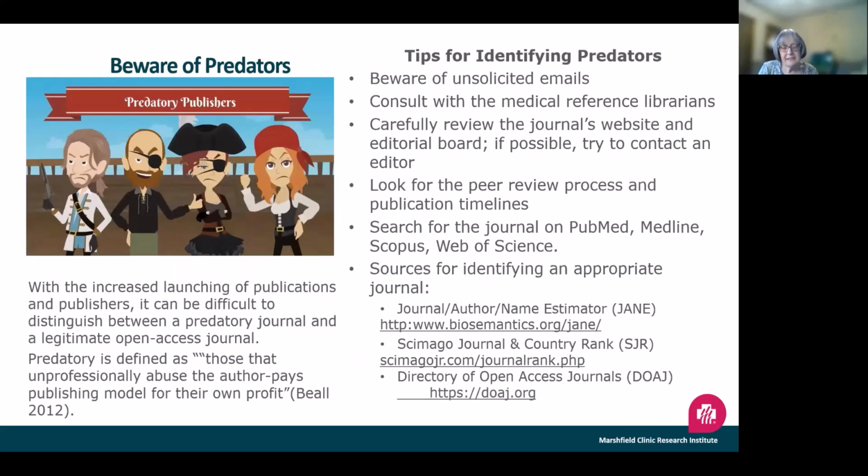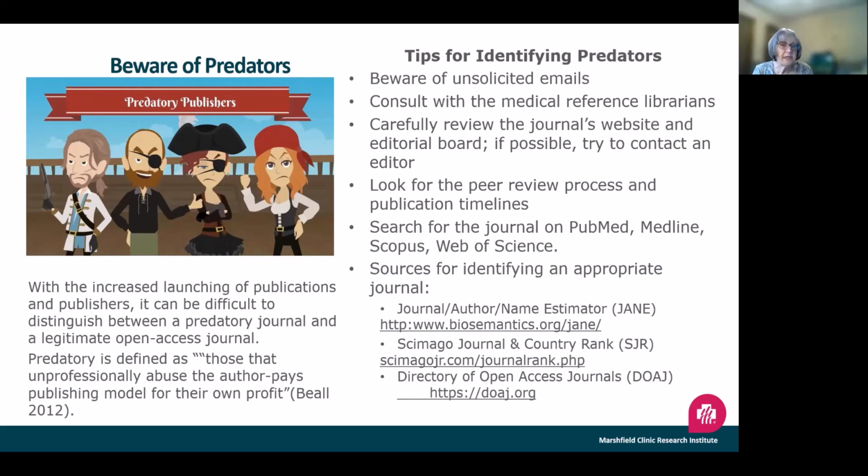And speaking of open access, that brings us to predatory journals. With the increased launching of publications and publishers, predatory journals are out there, and there are a lot of them. Sometimes it's hard to distinguish between a predatory journal and a legitimate open access journal, because most predatory journals are going to charge. A predatory journal is defined as those that unprofessionally abuse the author-pays publishing model for their own profit. That definition was made by Beall back in 2012. Some of you probably have heard of Beall's list. Beall's list is still out there, but because of the number of predatory journals, it has stopped being updated. So you can still access it, but not all of these predatory journals are going to be on it.